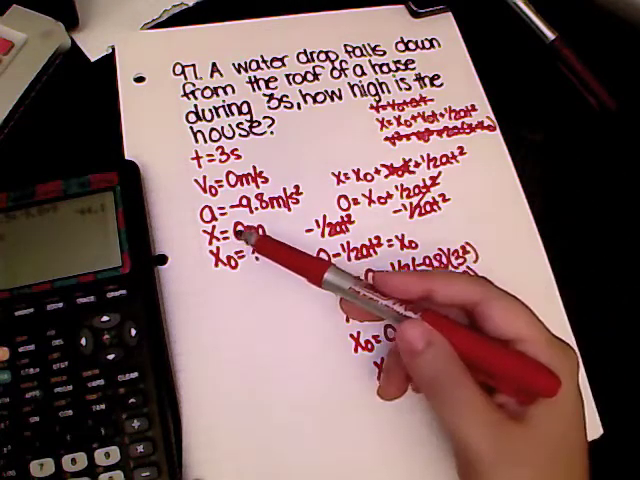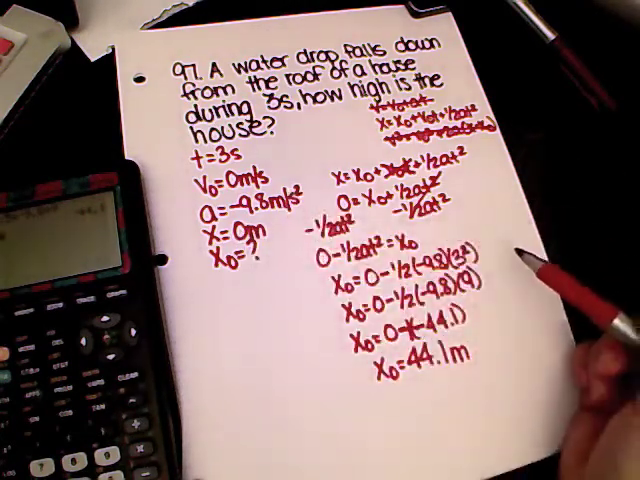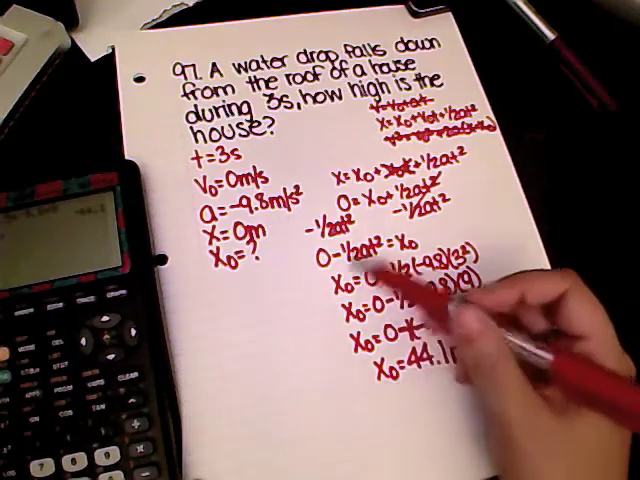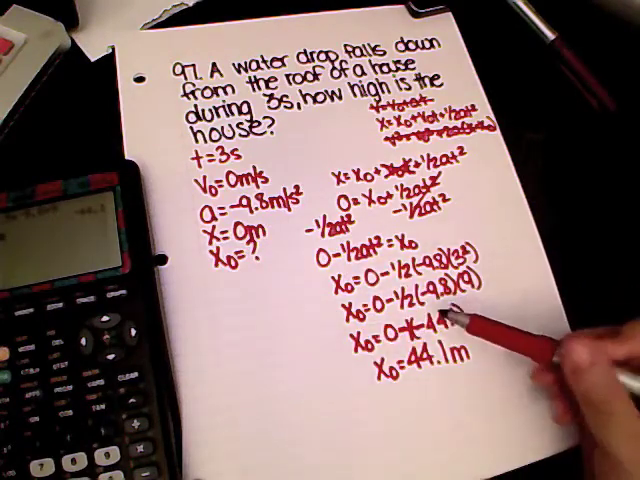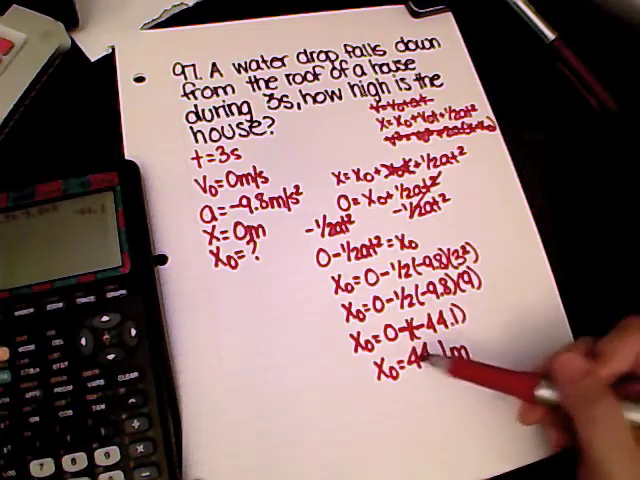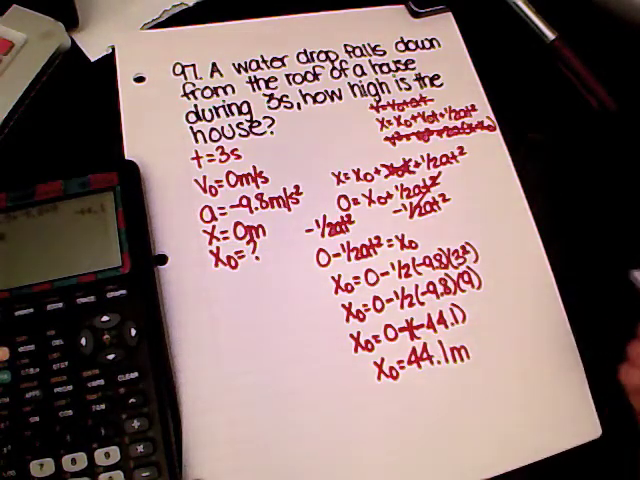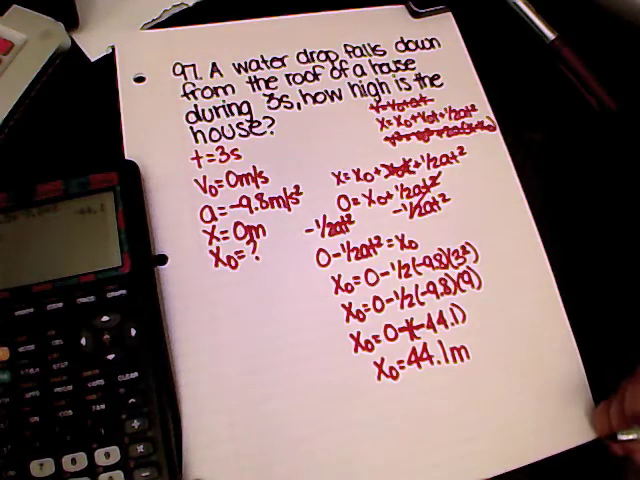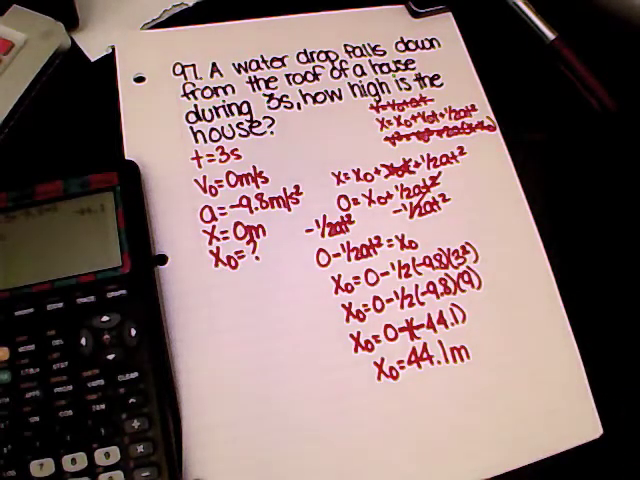Now, if you by accident mixed these up, you wouldn't have that 0 minus anymore, and you would have only had the negative in the 9.8, which means you would have gotten a negative number, which would not have made sense because you can't have a house that's negative 44.1 meters high. So that is that one.